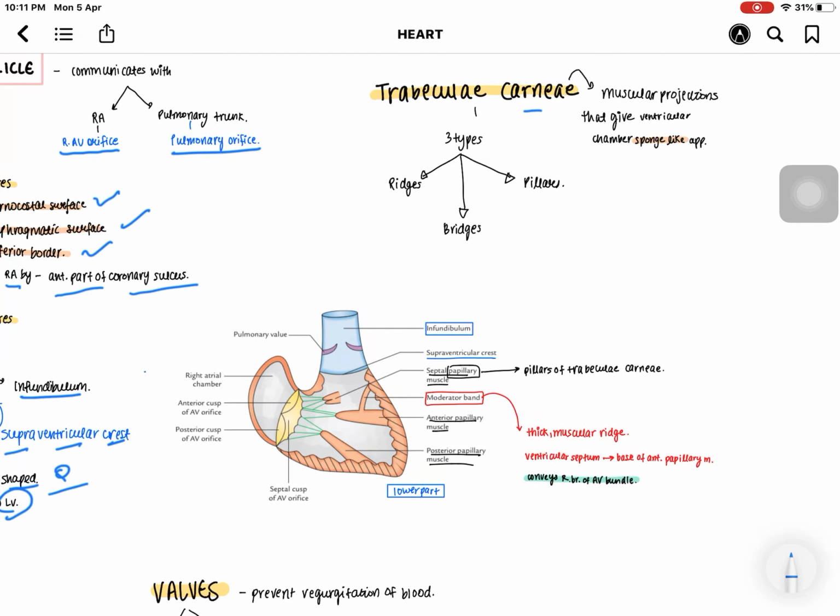It consists of trabeculae carneae. As we can see in these pictures, these are trabeculae carneae. These are the muscular projections that give the ventricular chamber a sponge-like appearance. There are three types: ridges, bridges, and pillars.